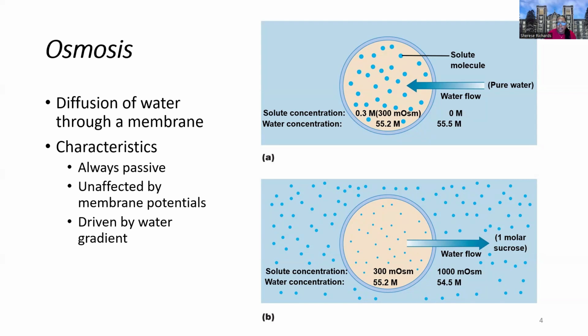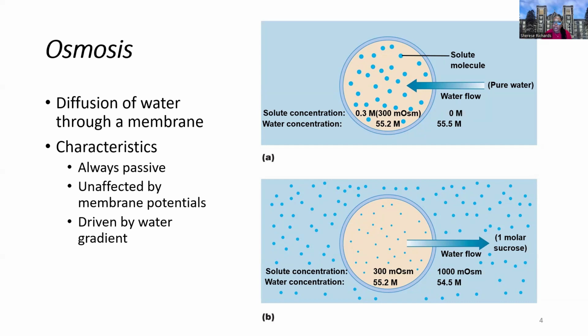The characteristics that define osmosis are that it is always passive. So it's always going to be moving from high concentration of water to low concentration of water, or down the concentration gradient of water, or passive or spontaneous. It is unaffected by the membrane potential. So any charge that exists, it's unaffected by the membrane potential of the cell. It's unaffected by any charged particles. It's unaffected by any electrical driving forces that are moving particles across the membrane, right?